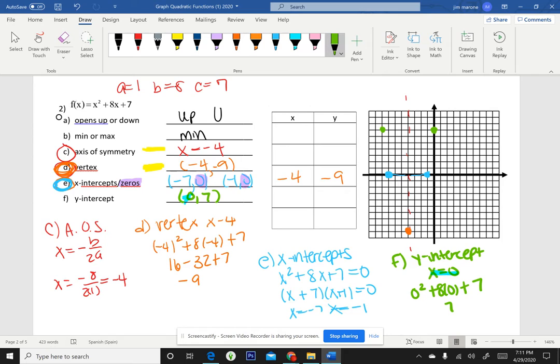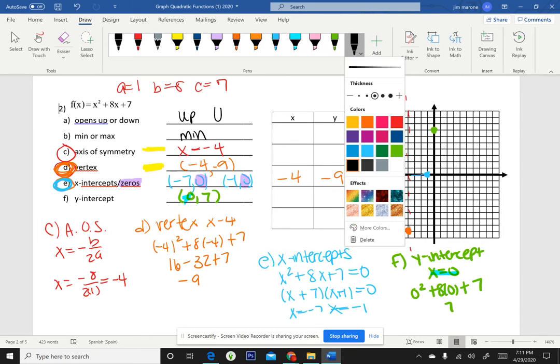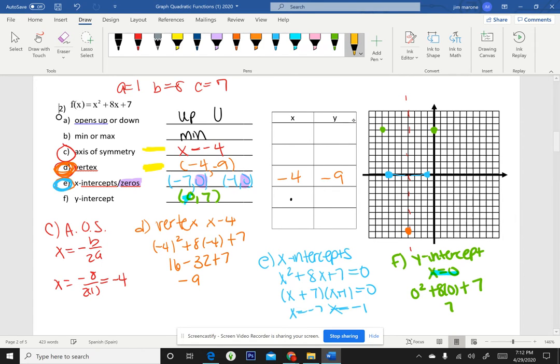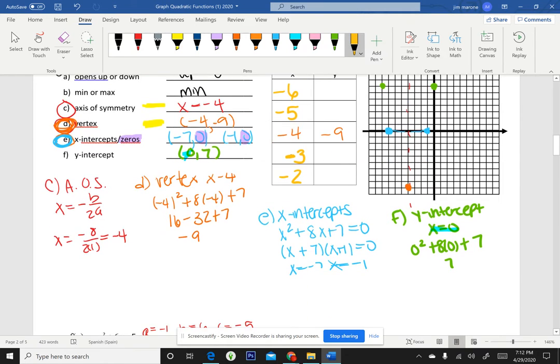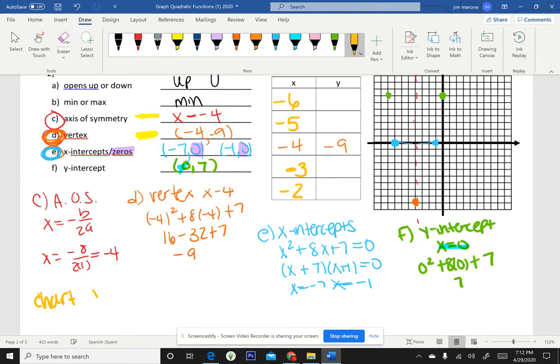Now I need to make my t-chart. So to make my t-chart, I'll add yet another pen. Maybe a lighter orange. Since it's negative 4 in the middle, I'm going to go up 1, so to negative 3 and then negative 2, and down 1, negative 5 and negative 6. So for my t-chart, I'm going to substitute the numbers in. First, I'll start with negative 3.